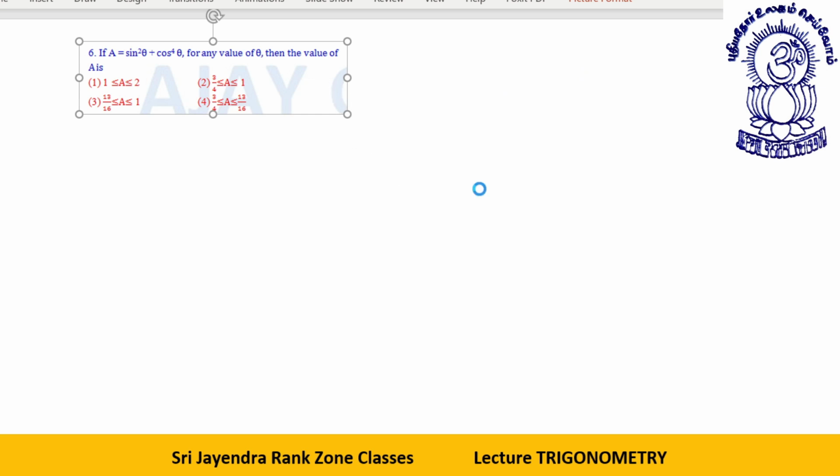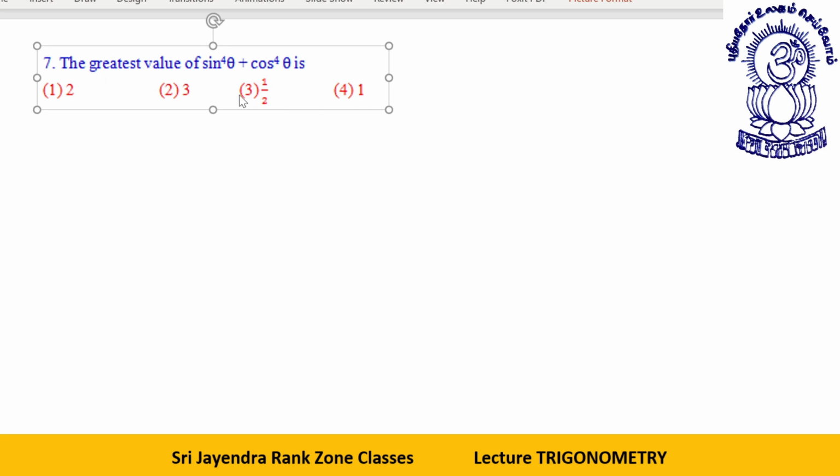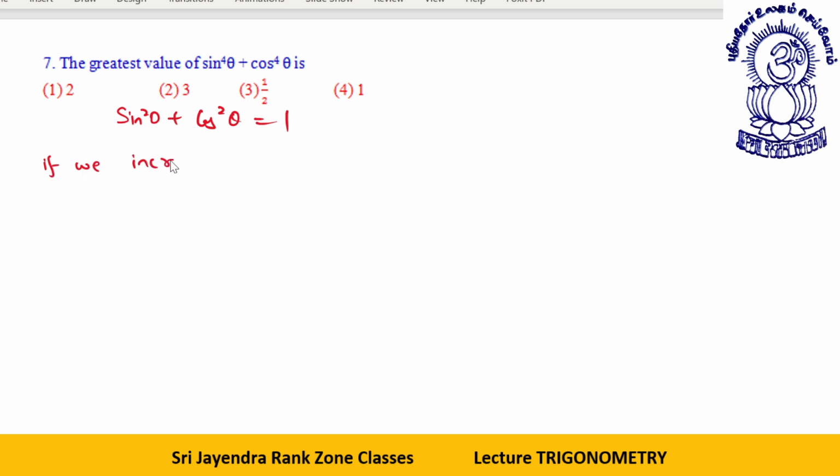Wrong one, just give me a second. Yeah. The greatest value of sine for C students, I already told you, sine square theta plus cos square theta is equal to 1. If we increase the power of sine and cos, then the result may get decreased.